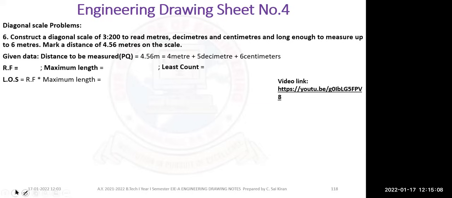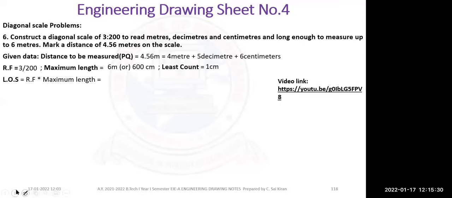You have to respond, otherwise you won't understand anything. So here the RF value is 3/200. The maximum length is 6 meters. Converting meters into centimeters, it will be 600 centimeters. The least count comes as 1 centimeter. You can measure up to 1 centimeter on the scale.